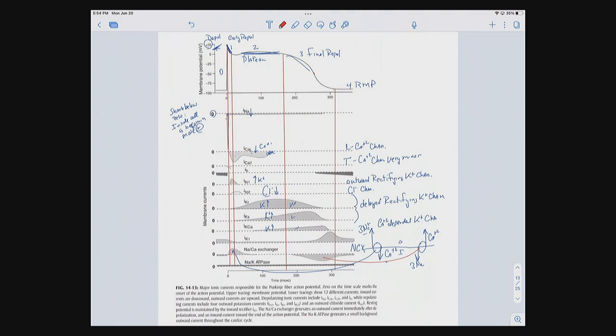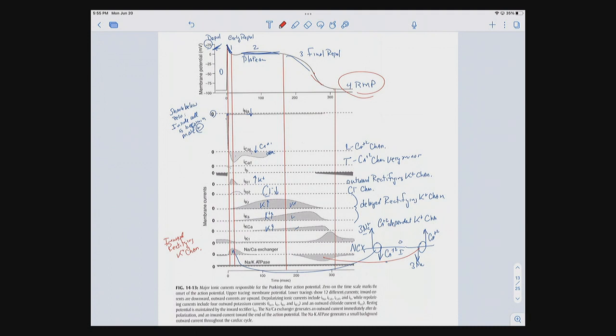One of the things that's interesting is the last big push in terms of bringing us down to a phase 4 resting membrane potential is going to be my inward rectifying potassium channels. And it's busy over here, so I'm going to write it over here. Inward rectifying potassium channels.